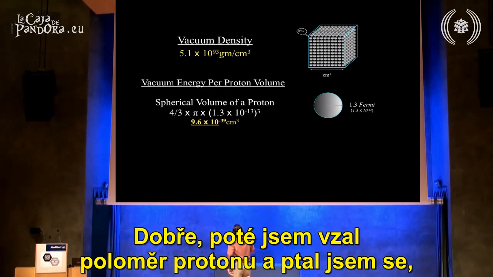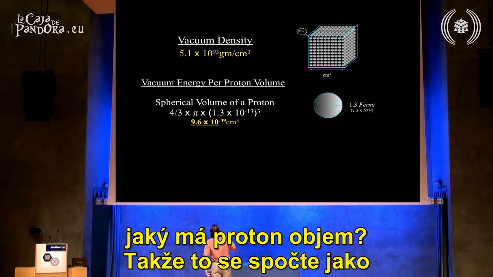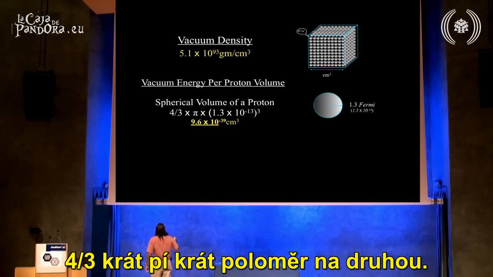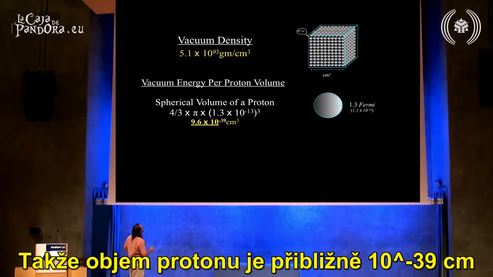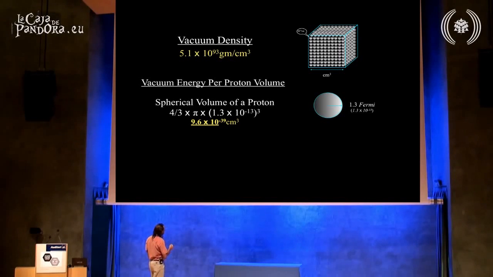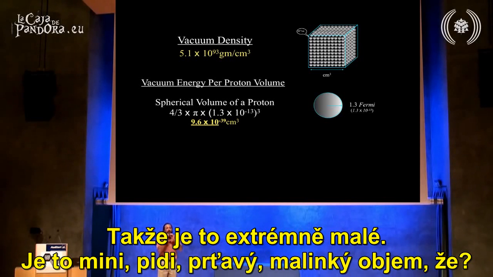Okay, so I then took the radius of a proton and I said, how much volume is inside the radius of a proton? So this is 4/3 multiplied by pi multiplied by the radius cubed, which will give you the volume of a proton, a spherical volume. You all following this? And so the volume of a proton is approximately 10 to the minus 39 cubic centimeters. So it's extremely small.